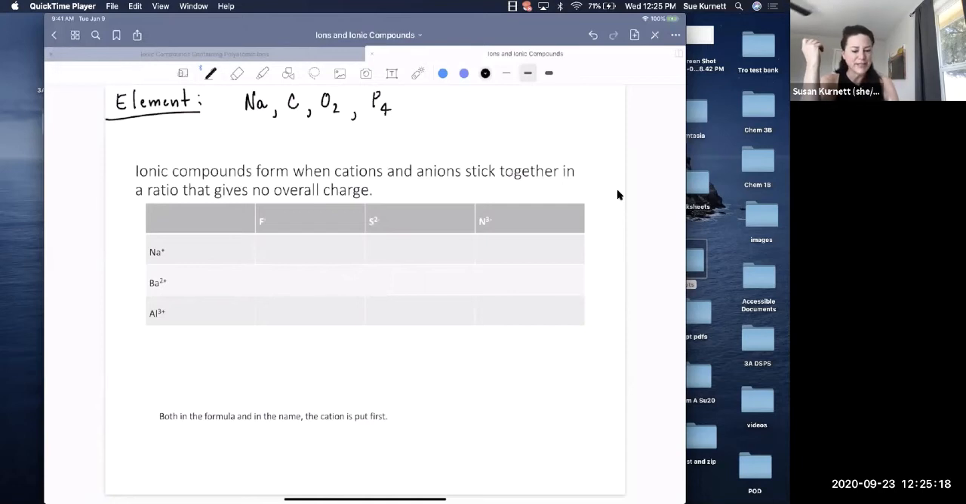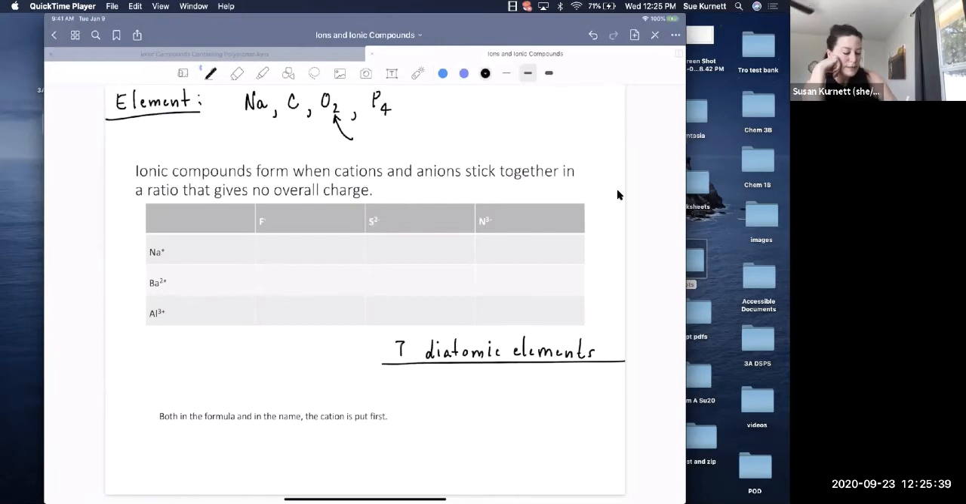Now it's a little strange, you know, what's with that 2? And the answer is there are 7 elements that are not stable as atoms, so they exist diatomically. And the 7 diatomic elements are, and yes, this is a list you need to make and know, hydrogen, nitrogen, oxygen, chlorine, bromine, and iodine.